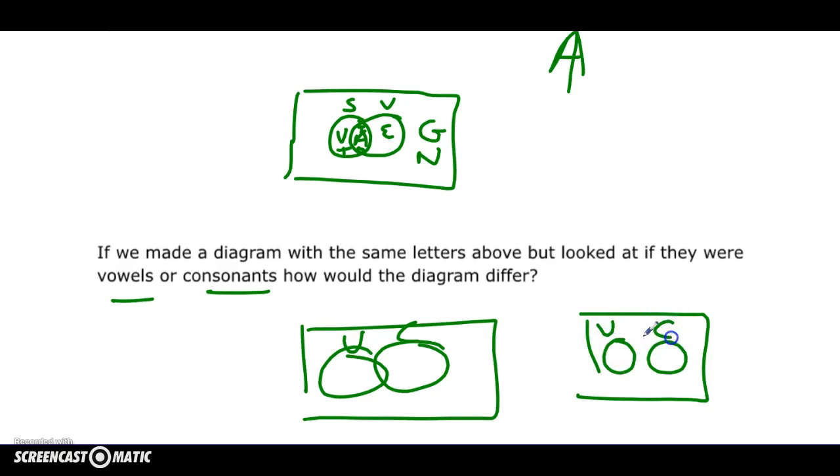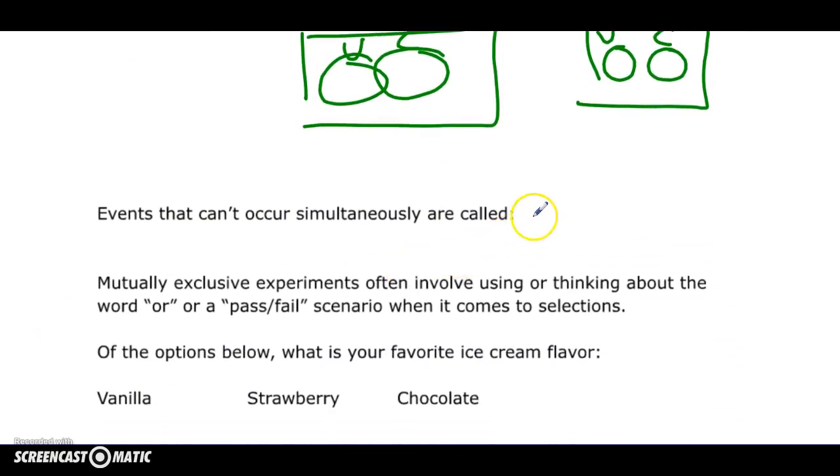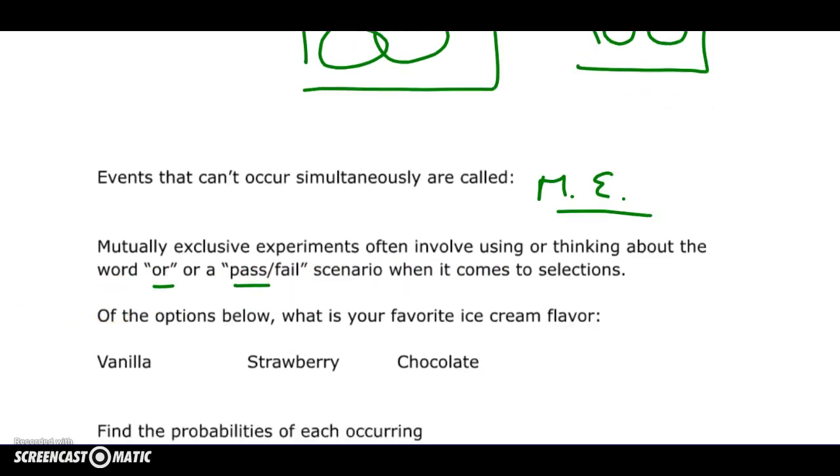We could have vowels and consonants. We know there's no overlap, right? And when that happens, you have what's called a mutually exclusive event. Okay, so that's mutually exclusive. That's what we are, mutually exclusive event. Mutually exclusive experiments often involve using or thinking about the word or, or a pass-fail scenario when it comes to selection. Okay, so it's this or that.